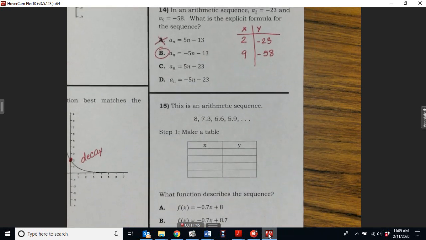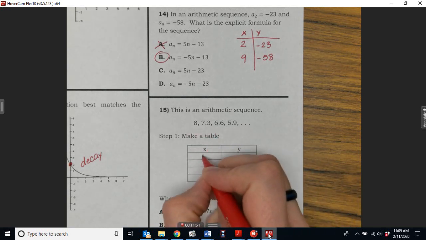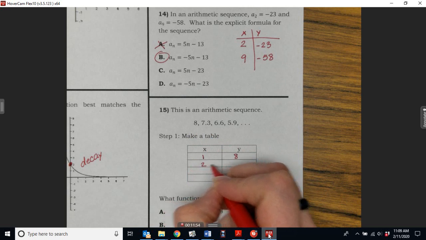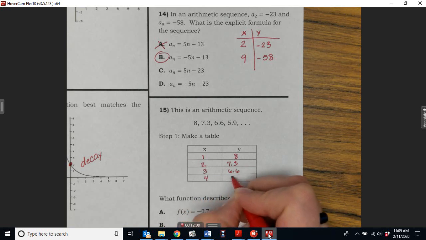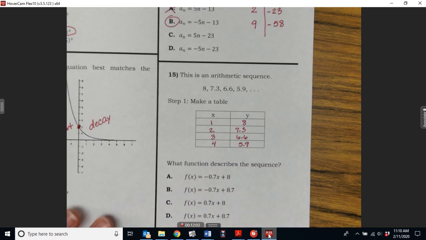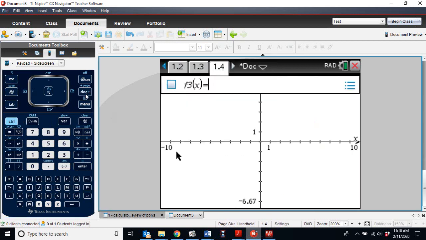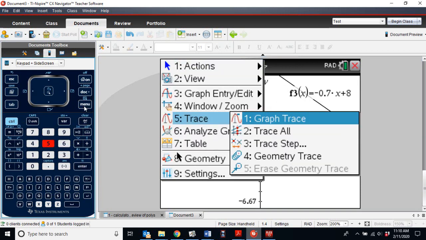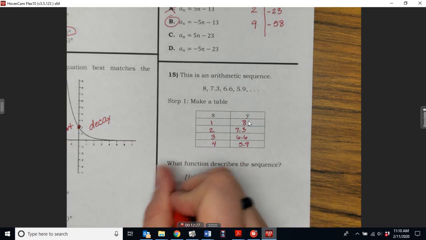And number 15 is very similar, where you're going to use a table. This time, if I just give you the sequence in order, then the first term is 8, the second term is 7.3, the third term is 6.6, and the fourth term is 5.9. And again, we're going to go type these in to see which one matches. So I'm going to go to a graph page, and I'm going to type in negative 0.7x plus 8. Menu 5, 1, and if I type in 1, it tells me 7.3. But 1 goes to 8, so that means A is not my answer.